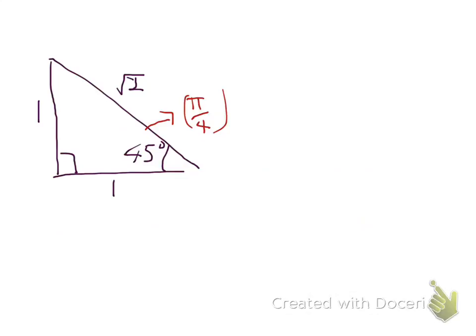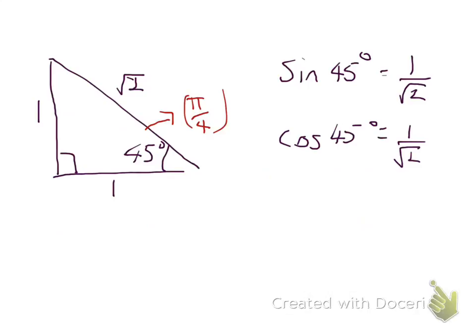So now I've got 3 sides of my triangle, I've got my angle, so I can get my trig ratios. Sine 45 degrees is 1 over root 2. Cos 45 degrees is also 1 over root 2. And tan 45 degrees is 1 divided by 1, it's just 1. Useful ratios to look at. Again, this triangle is also on your formula sheet, but now you know where it comes from and what it's useful for.